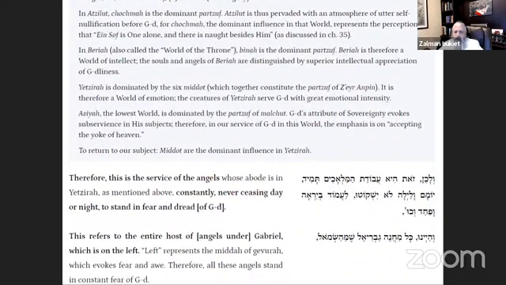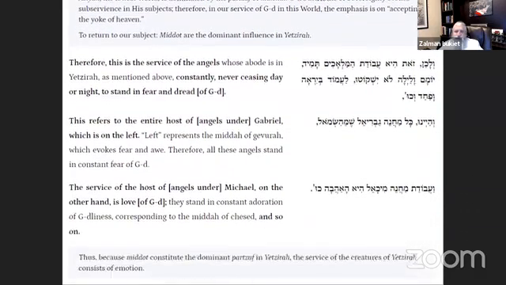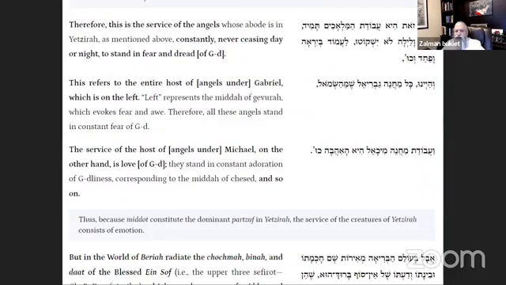Now going back to the angels, therefore, this is the service of the angels continuously. That's their consistency. Angels never stop because that's their total focus. To sit day and night in fear of God means all the camp of Gavriel to the left. Left represents the midah of Gevura, which evokes fear and awe. All angels stand in constant fear of God, 24/7.